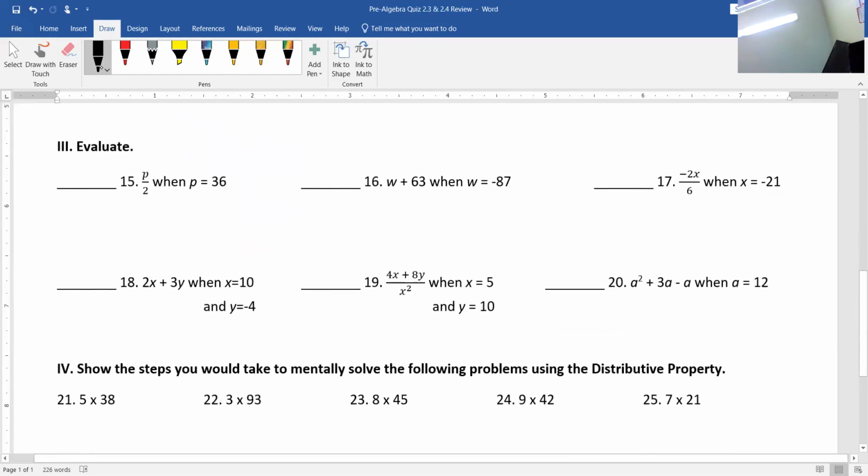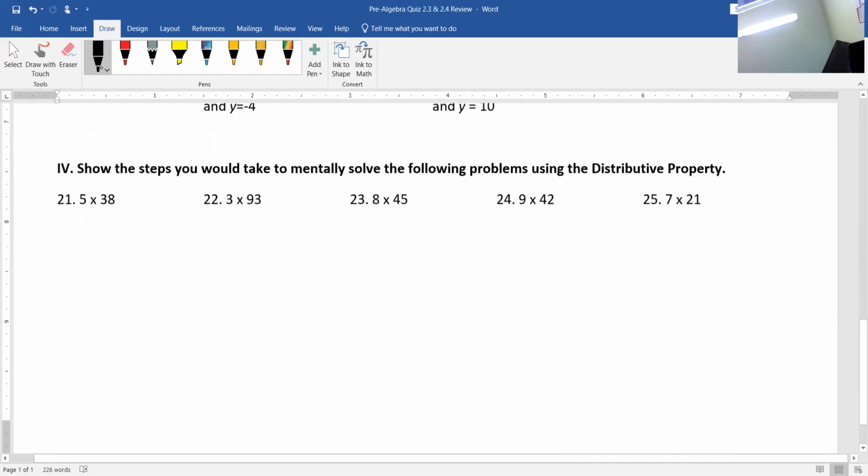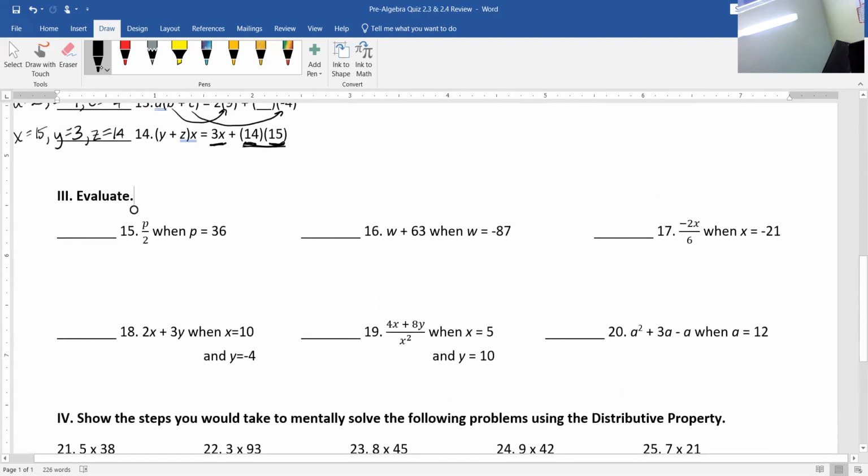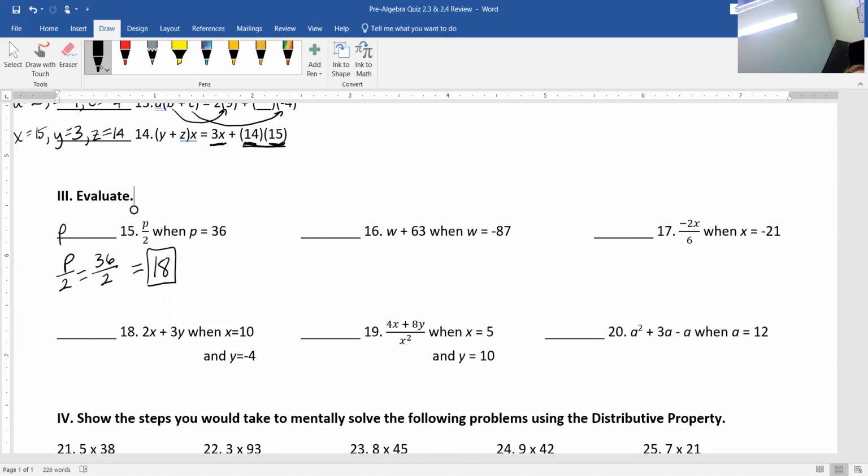Okay. So in part 3, we are working on evaluating our equations. So for 15, we're given p divided by 2 when p has a value of 36. So p over 2 equals 36 over 2, which equals 18. The solution to the equation is 18.